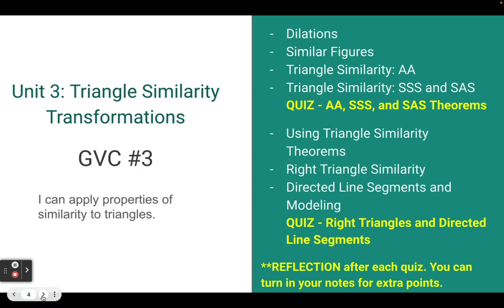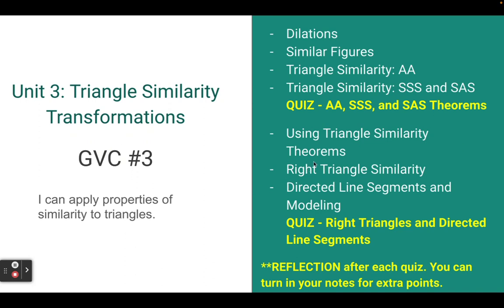Then we're going to look at triangle similarity transformations. And you can apply properties of similarity to triangles. So we're going to do dilations, similar figures, and then we have different theorems about triangle similarity: AA, which is angle angle, side side side, and side angle side. We'll have a quiz on those.